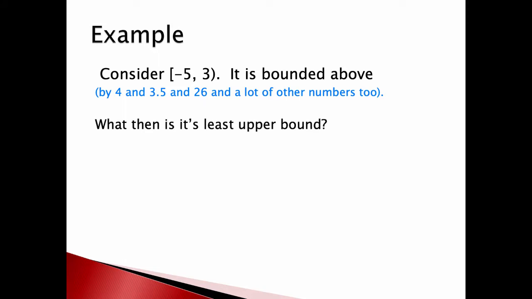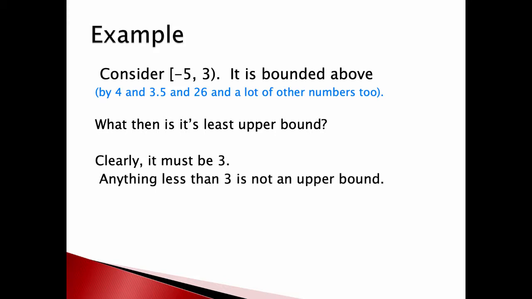Well, what's its least upper bound? What's the smallest number that would still be an upper bound? Well, it's got to be 3, right? Because anything less than 3 won't be an upper bound. Like if you take 2.9, oh, well, there's 2.99999, which would be bigger than that. So anything less than 3 won't be an upper bound because the numbers go right up to 3.